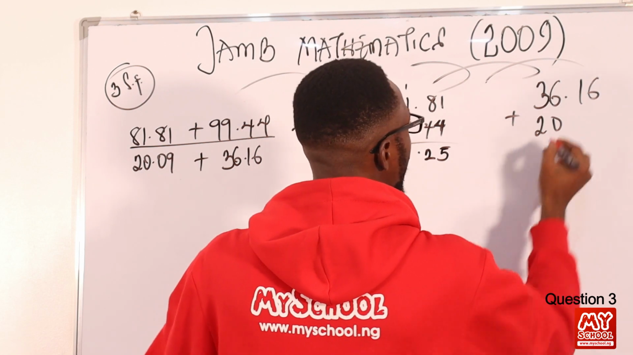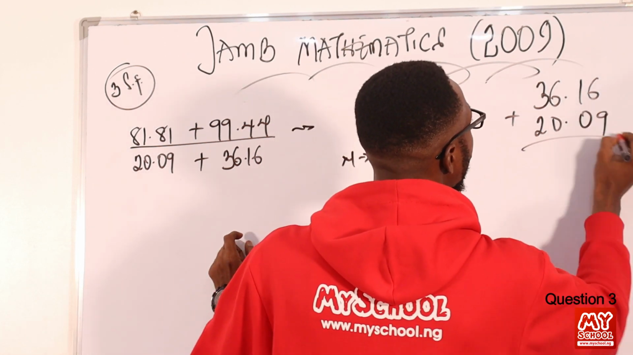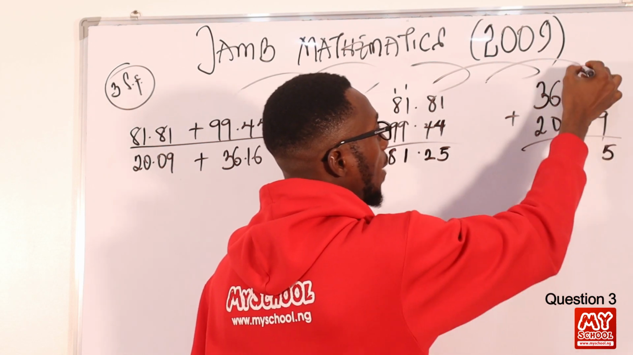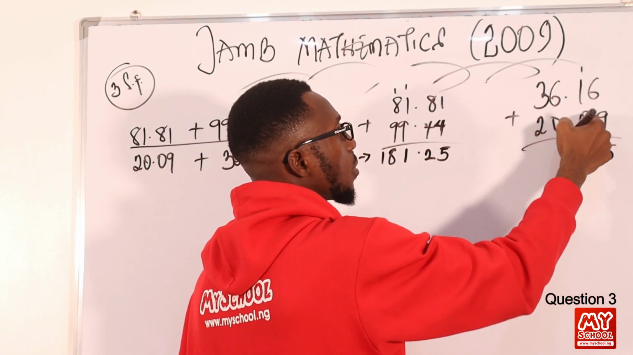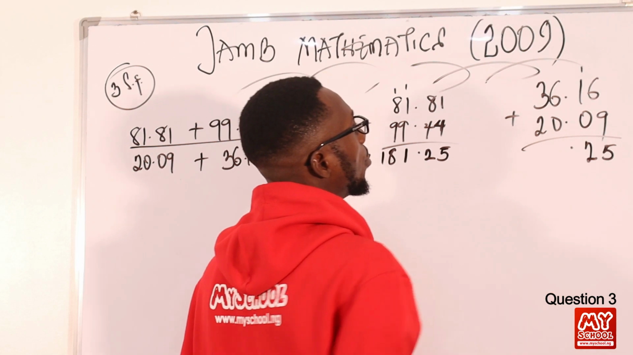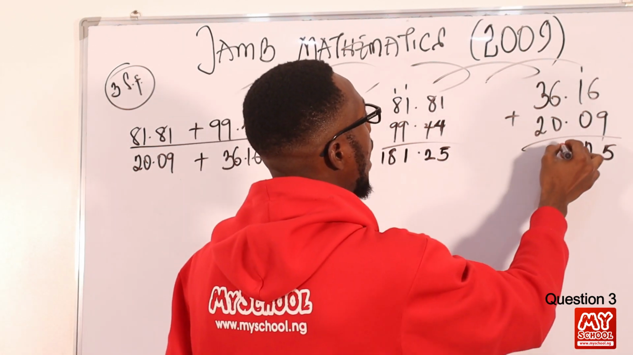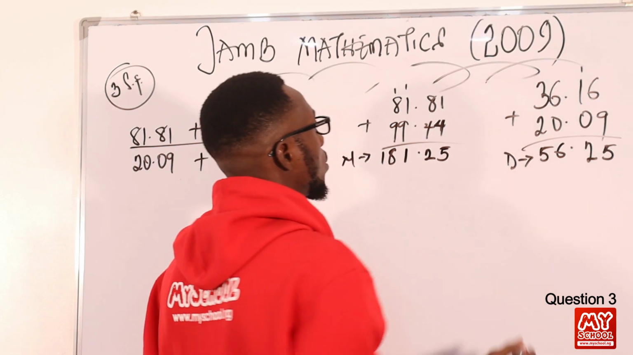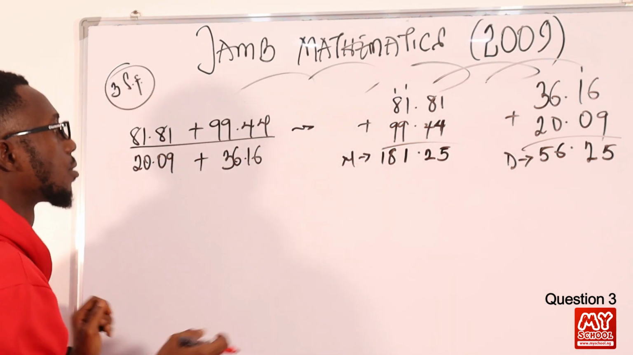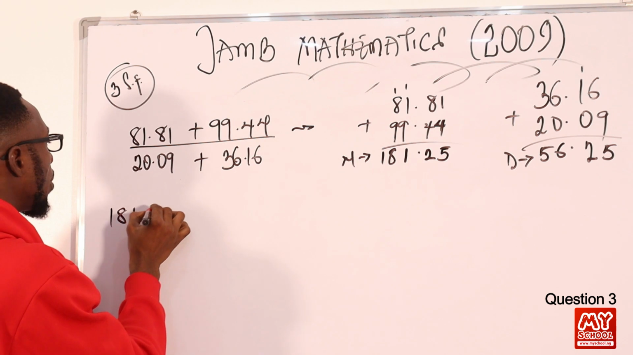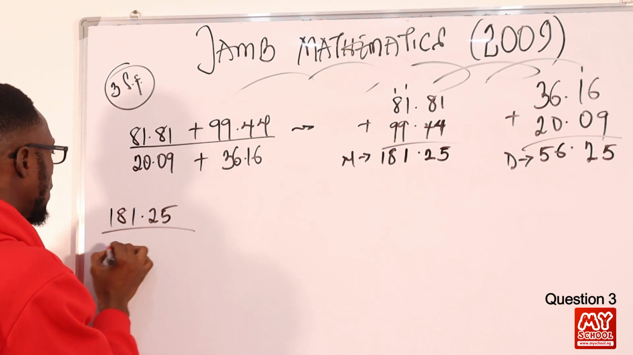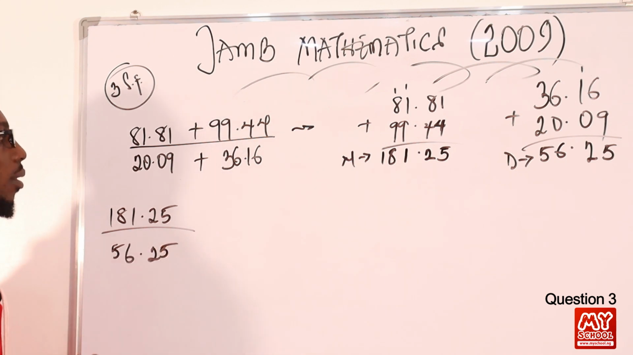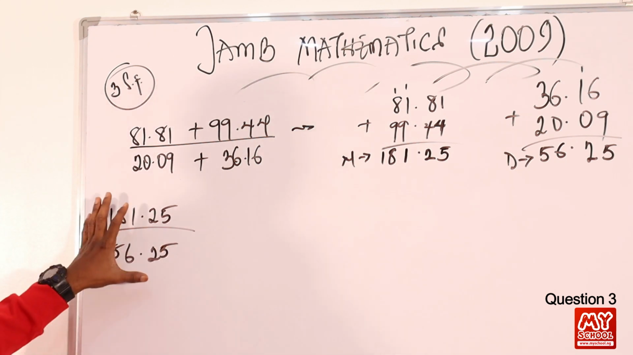Okay, so 20.09. Then I have 6 plus 9, I have 15. All right, 5 leave the 1. 1 plus 1, that is 2, plus 0, that is 2. Right, then I have 6 plus 0, I have 6. 3 plus 2, I have 5. So for the denominator, let's bring them together. So I have 181.25 over 56.25. Okay, so what can I do to this?